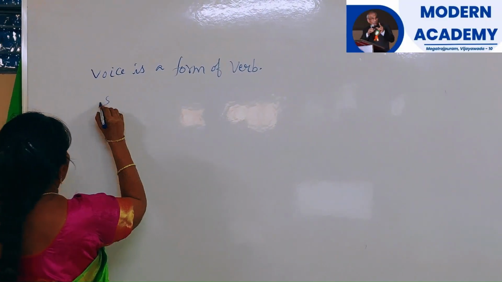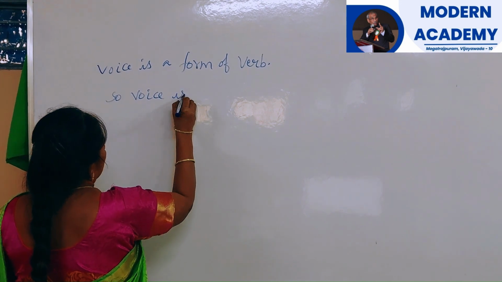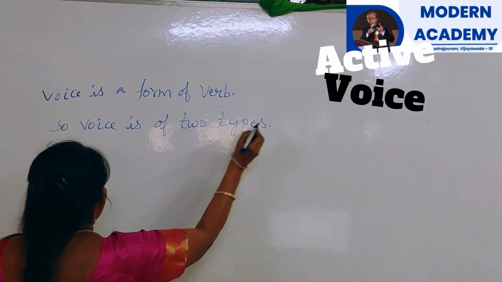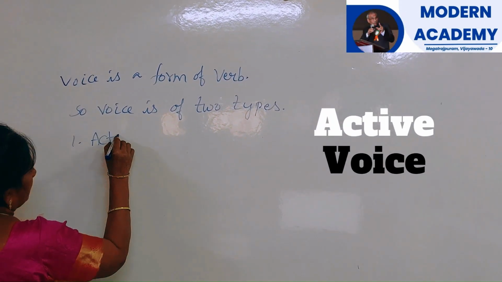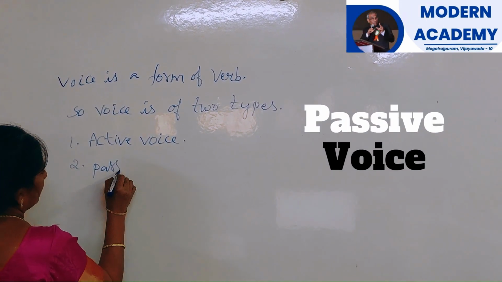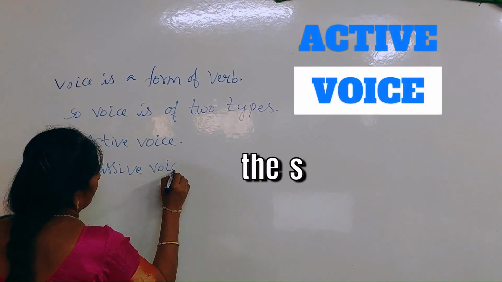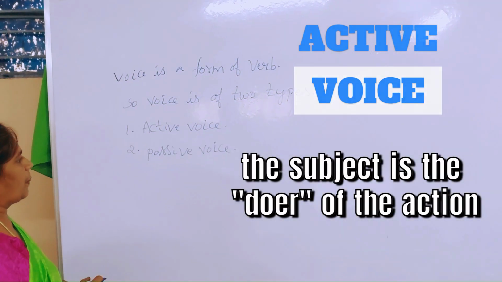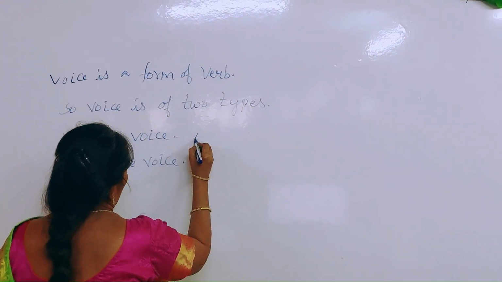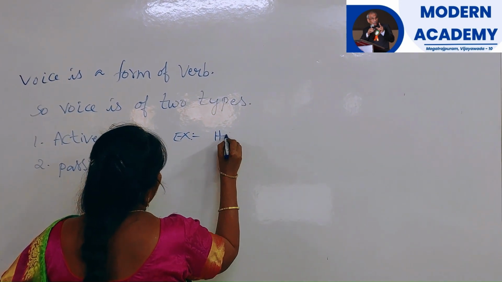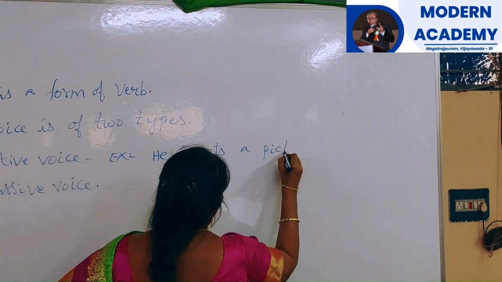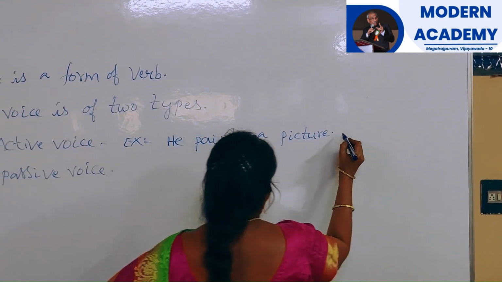Voice is of two types. Number one, active voice. Then number two, passive voice. In active voice, the subject is the doer of an action, and in passive voice, the subject receives the action. For example, active voice: he paints a picture. He paints a picture is a sentence in active voice.